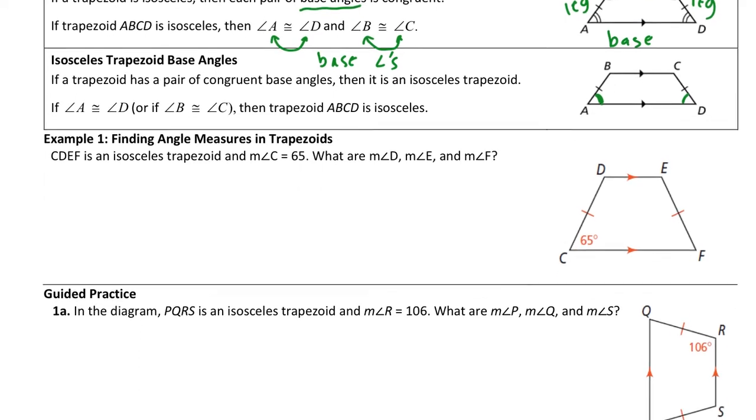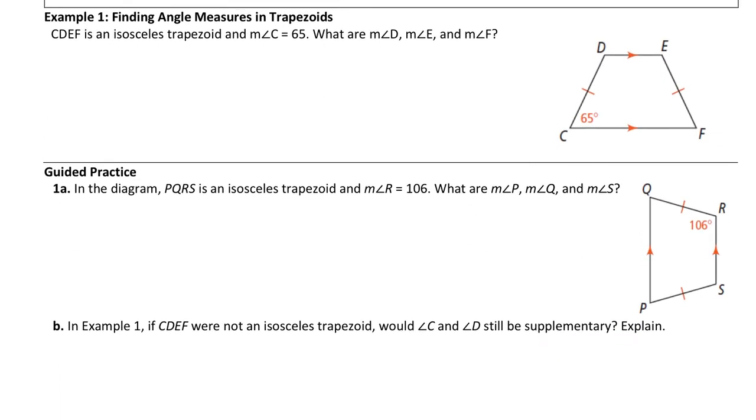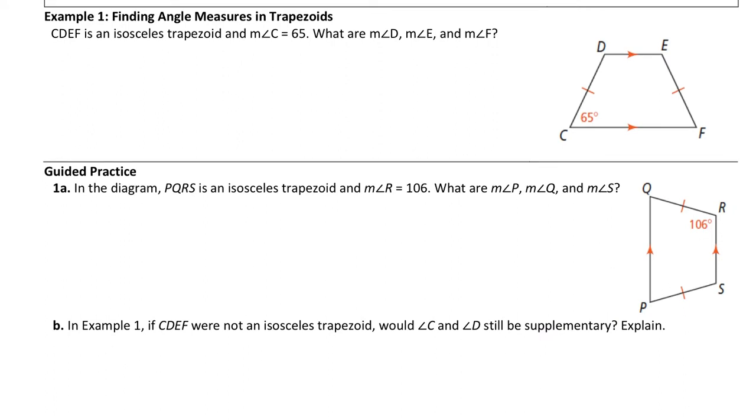So our first example is just finding angle measures in trapezoids. In example 1, CDEF is an isosceles trapezoid. The measure of angle C is 65. What is the measure of angle D? The measure of angle E? And the measure of angle F?